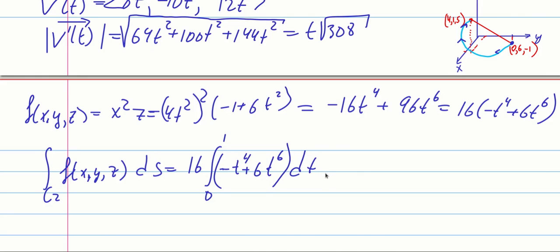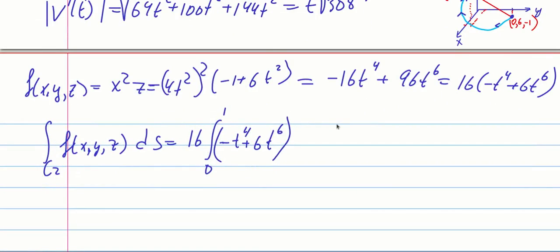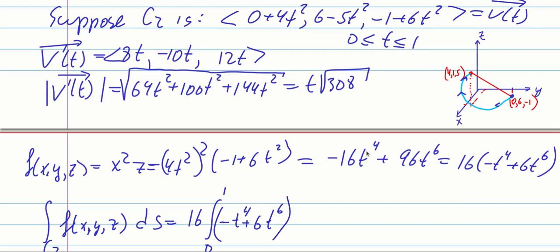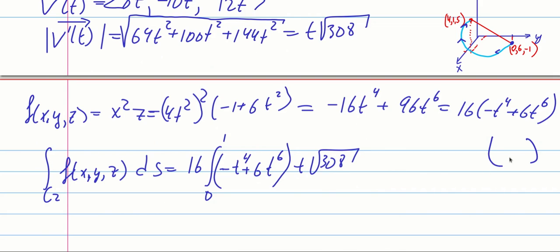Right. Oh, I put dt too early. I also need the magnitude of v prime, and the magnitude of v prime is t times the square root of 308. But 308 is divisible by 4. It's 4 times 77, so here we can think of 308 as 4 times 77. All right, so what do we get? Oh, dt. So finally, we set it up.